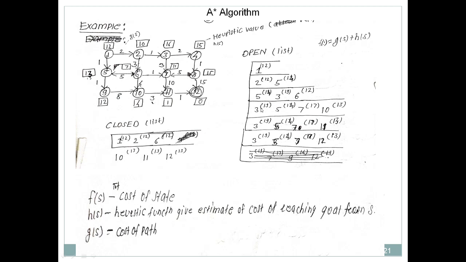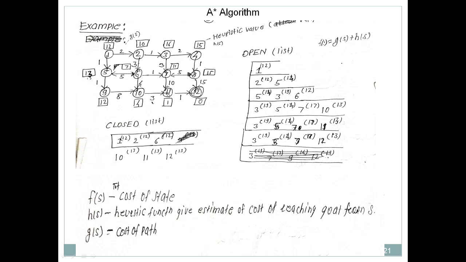So now in the open list we have a total of 4 possible states: 3, 5, 7 and 10. Which one has the minimum cost? 10 has the minimum cost, so after 6 we need to consider 10. So we take out state 10 from the open list and add it to the closed list. After 10, what is possible? 11, only one possibility.